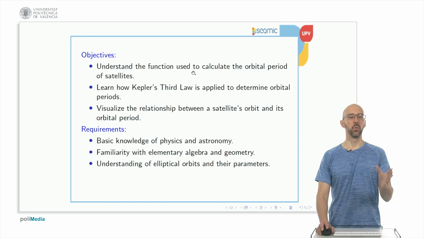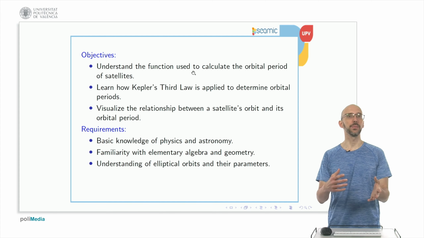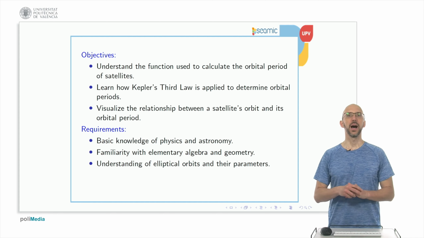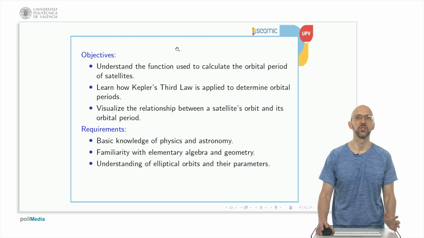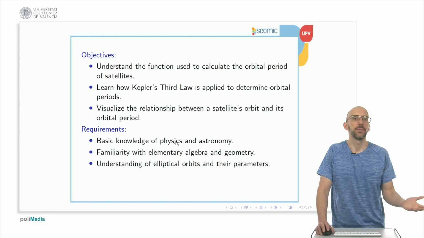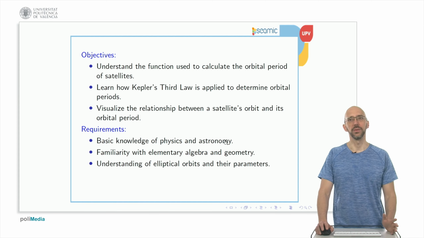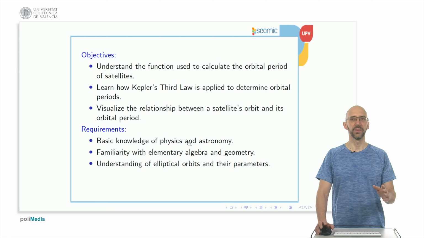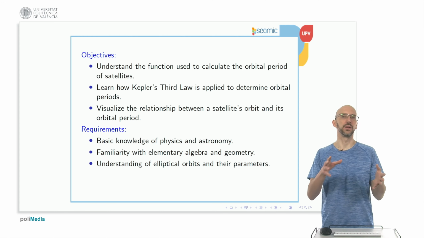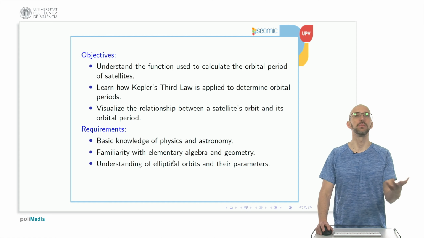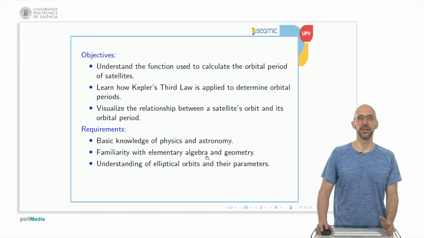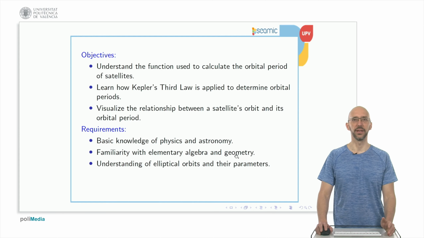We will review where this function comes from, and this is coming from Kepler's third law, and we will see the relation between satellite orbit and orbital period. Okay, what do we need to understand this video? It's not very much. Some knowledge about physics is needed, a little bit; astronomy is not necessary, because we are going to see this orbital period from a mathematical point of view. And some ideas of algebra and geometry, and I think that's more than enough to understand everything.